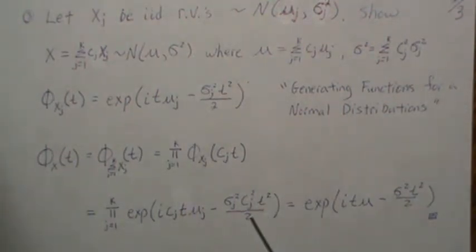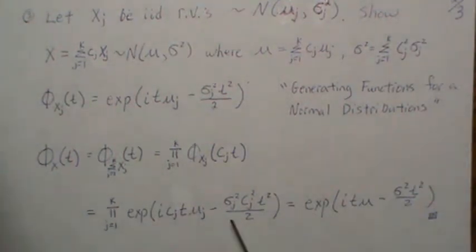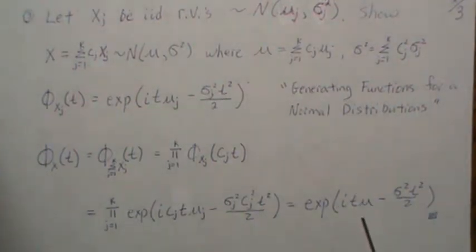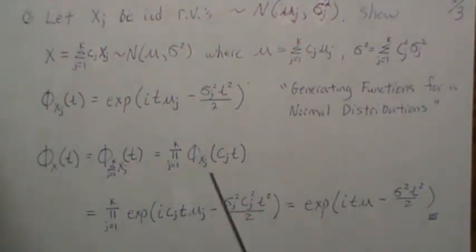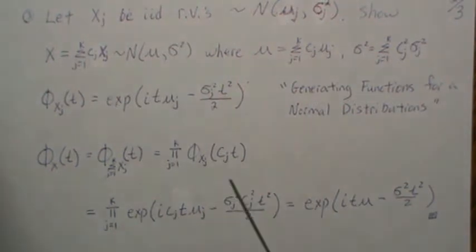There's going to be a common term here. You can factor it out, and it ends up being the sum of those, which we called sigma squared. And then here, there's an i t common. So when you factor it out of this big product, you end up with the sum of c_j mu_j, which we called mu. And this is of the form of a normal distribution. So this sum, a linear combination of normal random variables, is again normal.